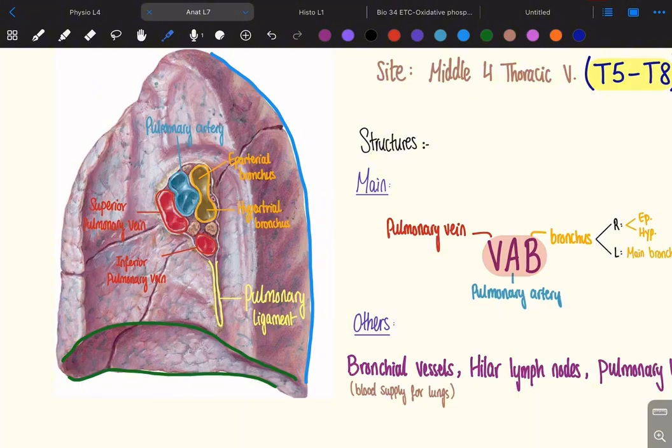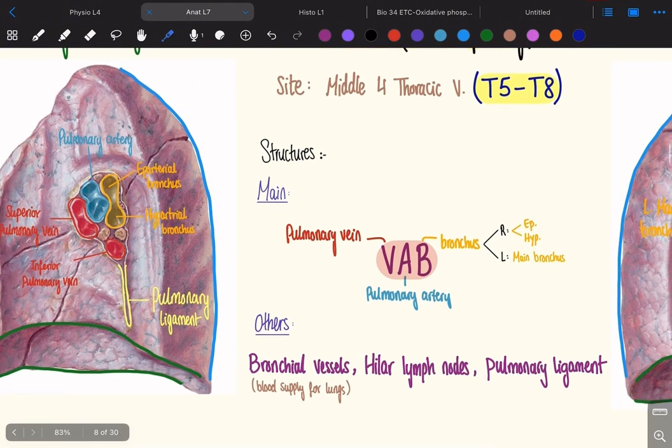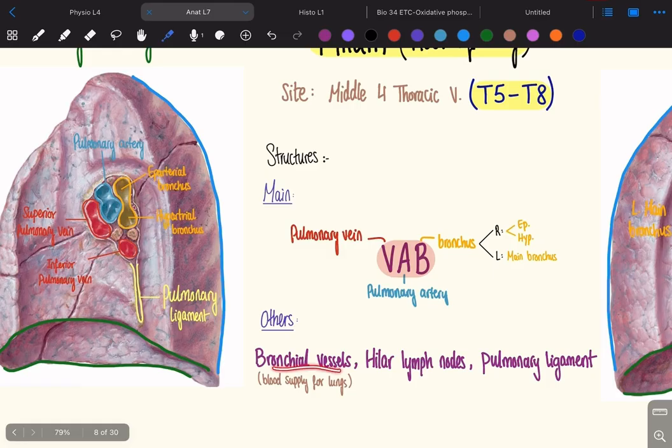Okay. Now let's move to the other structures. The other structures are the bronchial vessels. The bronchial vessels are the ones that supply the lungs themselves. These vessels, the arteries and veins, the pulmonary ones are just here for gas exchange. They don't supply the lungs. The bronchial vessels are the main blood supply for the lungs. We're going to talk about them more at the end of the lecture, okay?